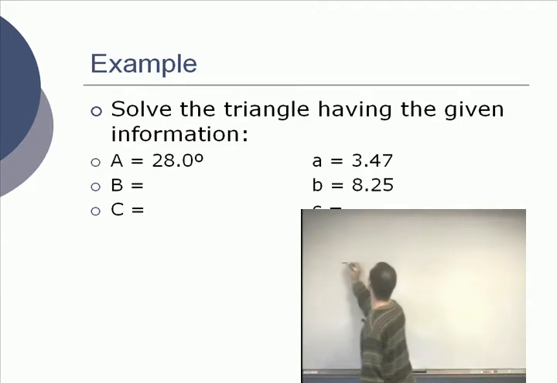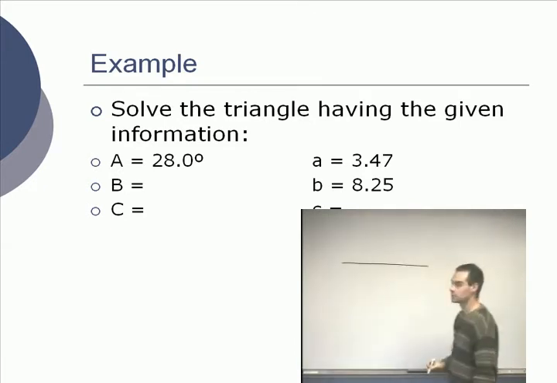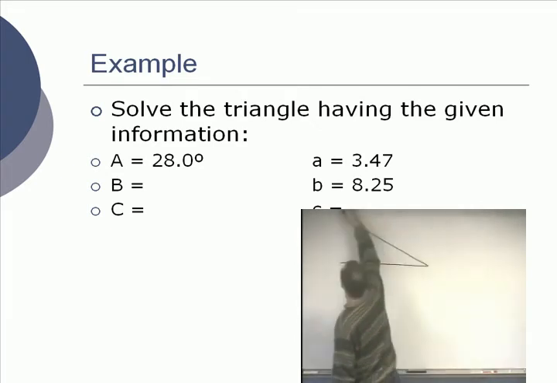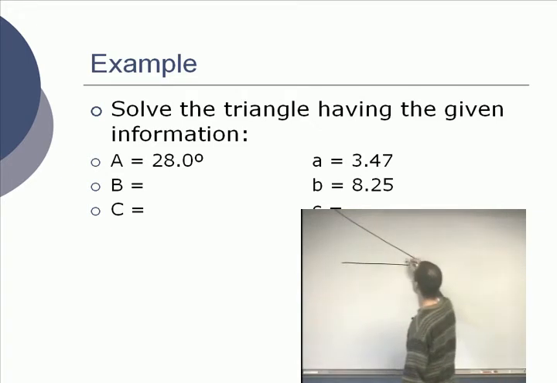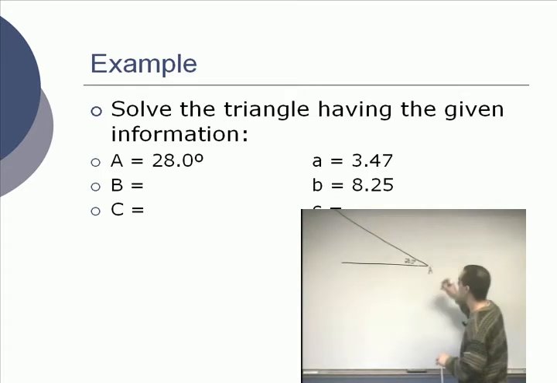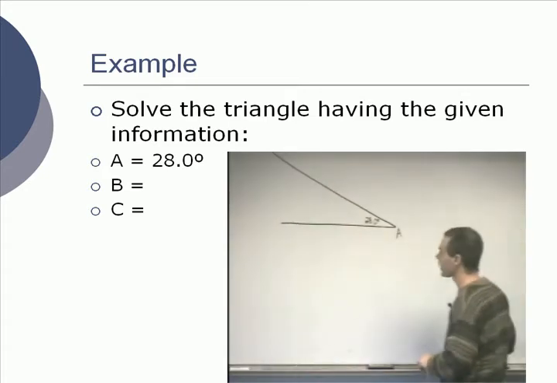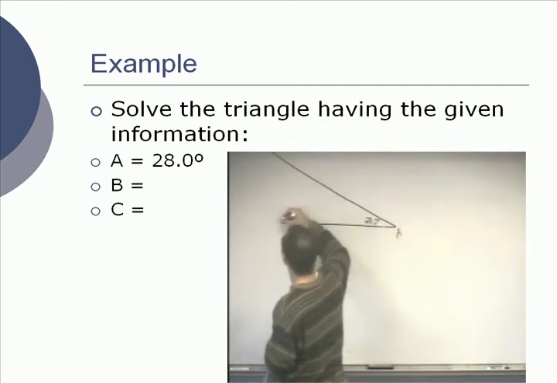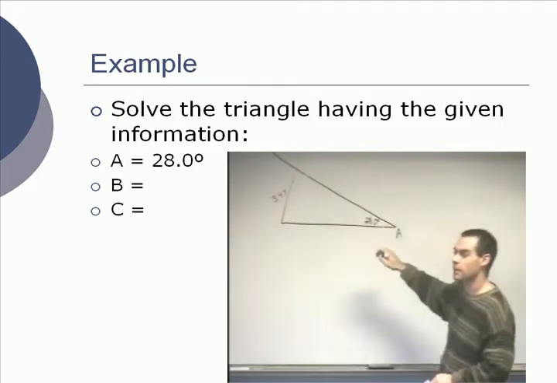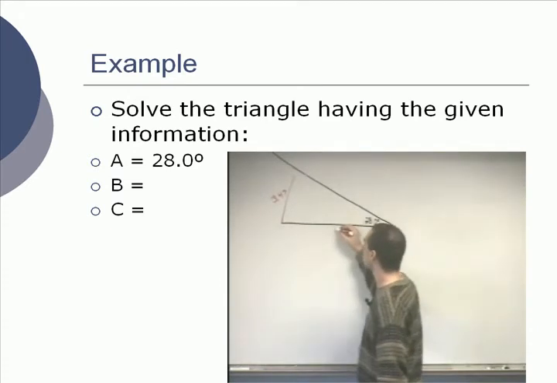You start out with a side that we know, and we put our angle down here. It's 28 degrees, so it might look something like this. Now, our opposite side over there is going to be side A. That's angle A, so side A way over there is going to be 3.47. Now we can't complete it yet because we don't know if it's long enough. Now the side that we know, we just put on the bottom. So we're going to make this side B. That's 8.25.